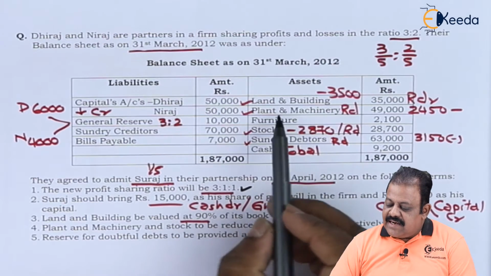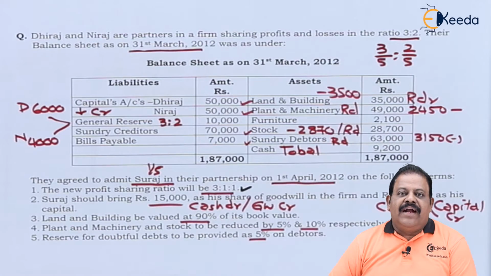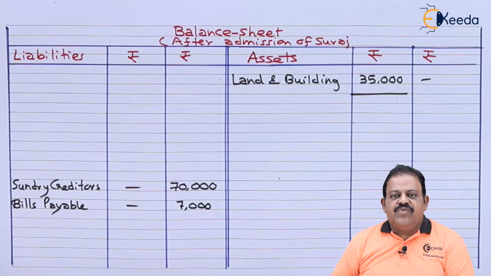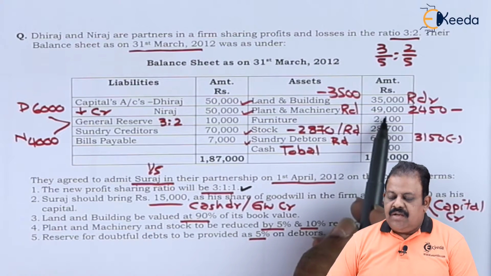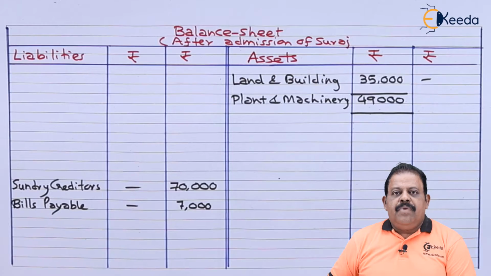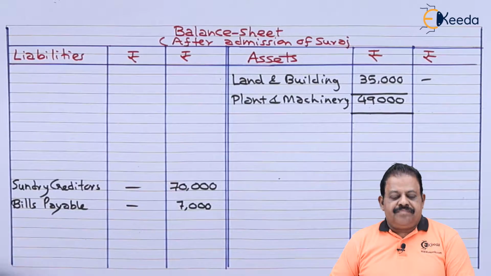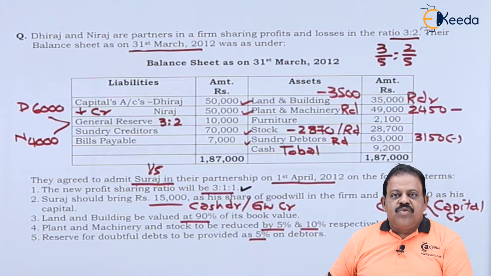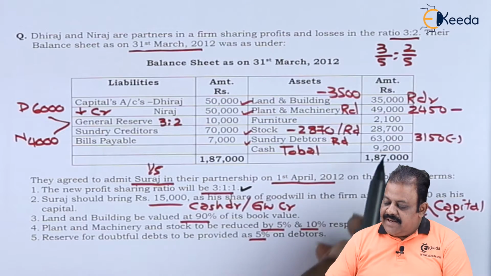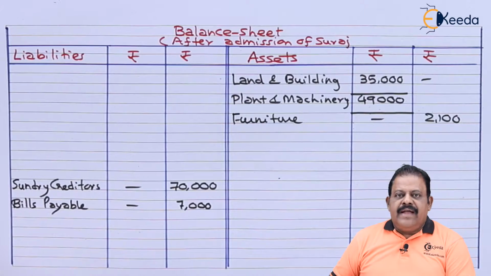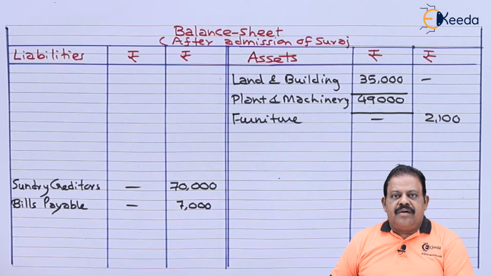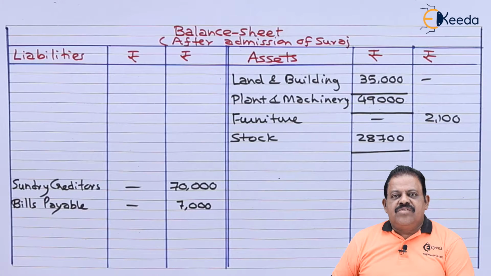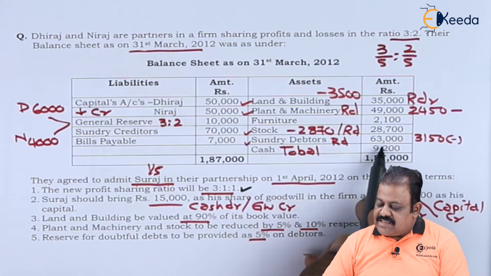Let us start with the asset side. Land and building. There is an adjustment on land and building. Asset side, land and building 35,000. Next we have plant and machinery 49,000. Plant and machinery 49,000. Next we have furniture 2,100. There is no adjustment on furniture, so it will be directly recorded in the outer column. Asset side, furniture 2,100. Stock 28,700. Stock 28,700. Sundry debtors 63,000.